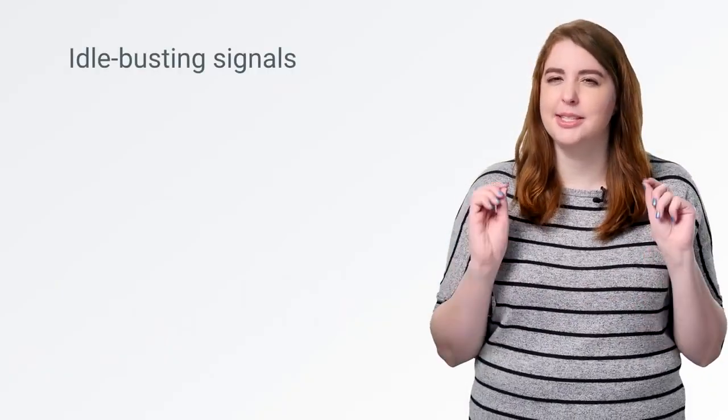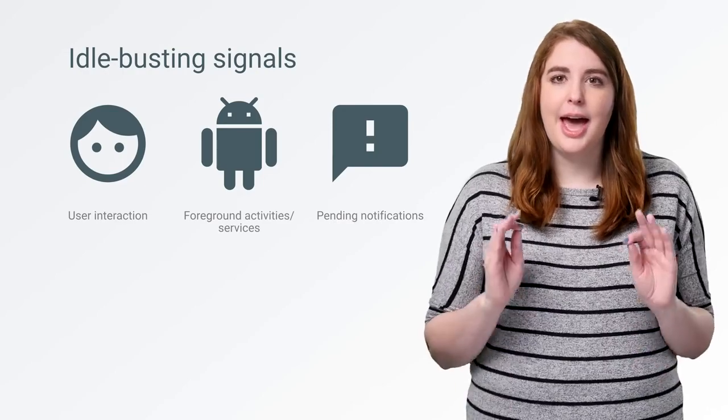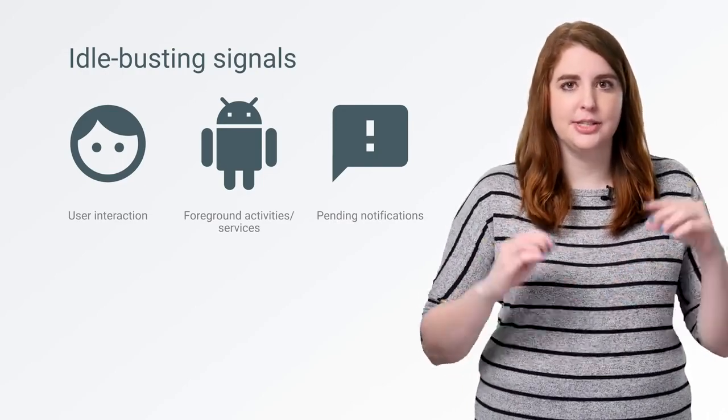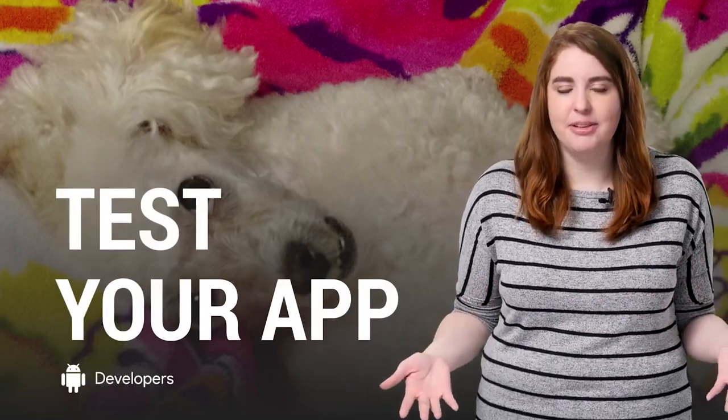Because App Standby is smart. It won't happen to the apps that the user interacts with, or that have activities and services running in the foreground, or that have notifications pending in the tray. App Standby is designed to restrict background syncs and jobs for applications that the user isn't interested in right now. So when your app is being used, it doesn't need to worry about this, and when it isn't, it shouldn't actually notice that it's idle, which is why my advice is to do nothing. Except, test your app. There is that.